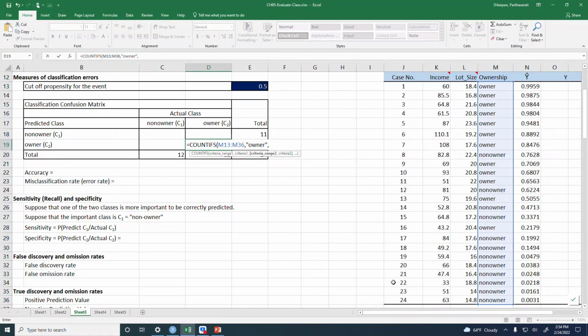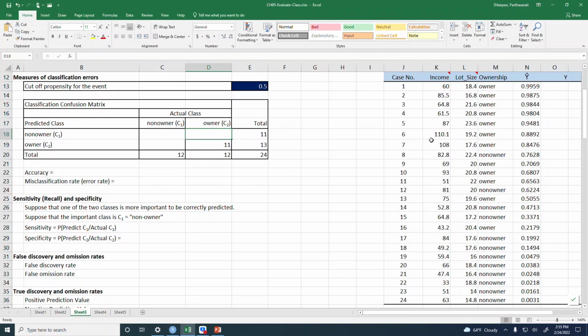Then criteria range 2, the second one. So that's our propensity and the criterion is what? Is greater than, put an ampersand and 0.5. Okay. So this is going to do two checks. Okay. One for the actual column, one for the probability. All right, so now we can set up everything else.